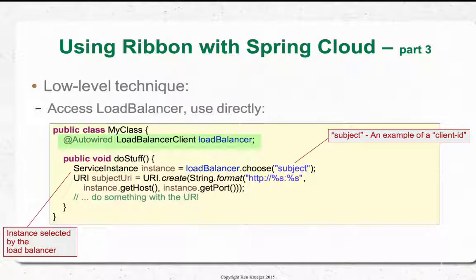The AutoWire of the load balancer client gives us the Ribbon load balancer. Now when we use it, notice that we need to supply a string to the choose method. This is the client ID discussed earlier. So this is identifying something that we get from Eureka or something from our static list. We are asking Ribbon to select a server for us. Within this code, we don't know or care how it makes its determination. We just expect it to return us a server to call. From there, we just extract the URI and give it a call.